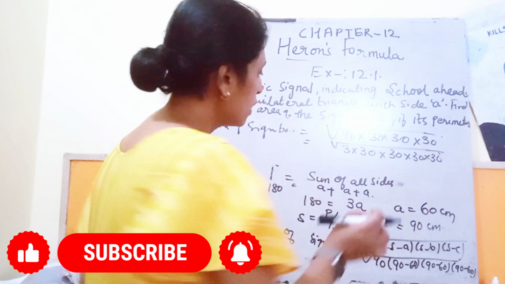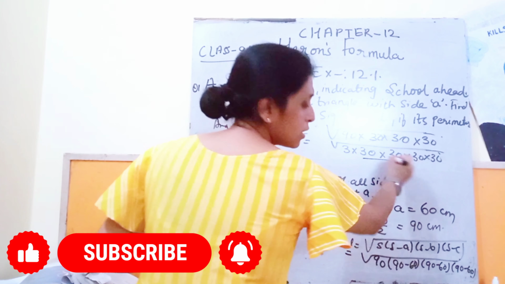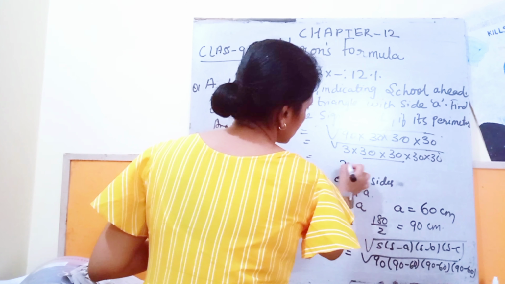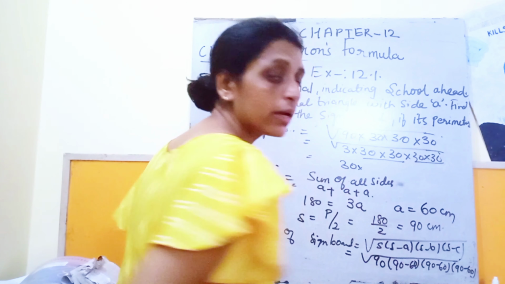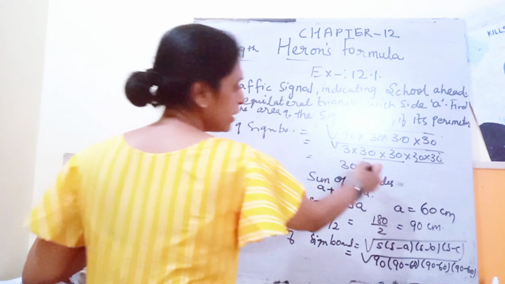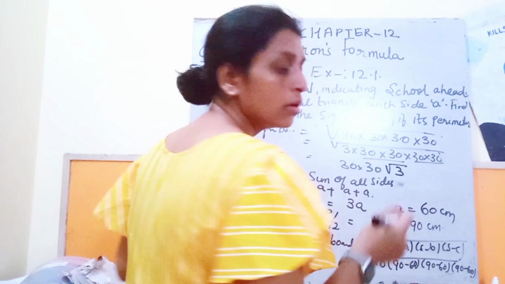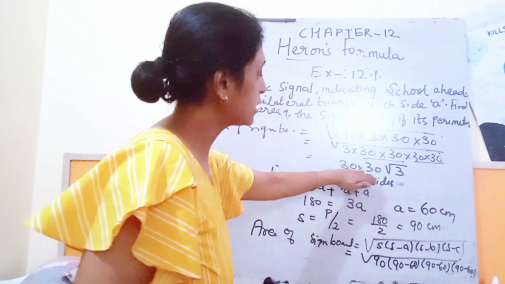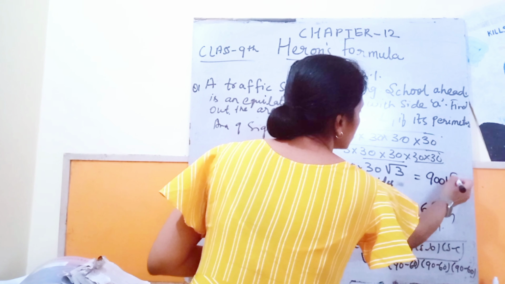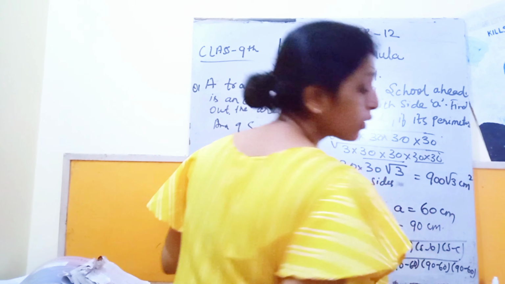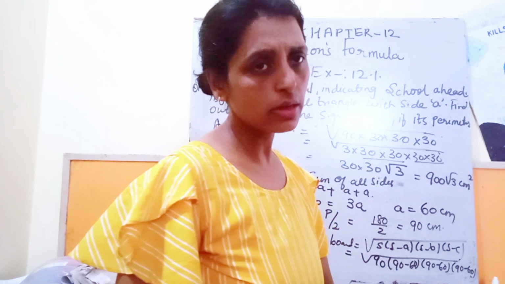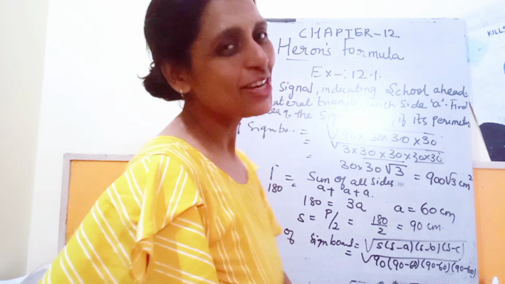It is under the square root, so out of this 30 into 30 we can take one pair out. This 30 will come out, and the 3 will stay in the root only because it does not have any pair to make. Now 30 into 30 is 900. So you get 900 root 3 centimeter square. You should put the unit. It is very, very important. So 900 root 3 centimeter square is the area of this signboard.